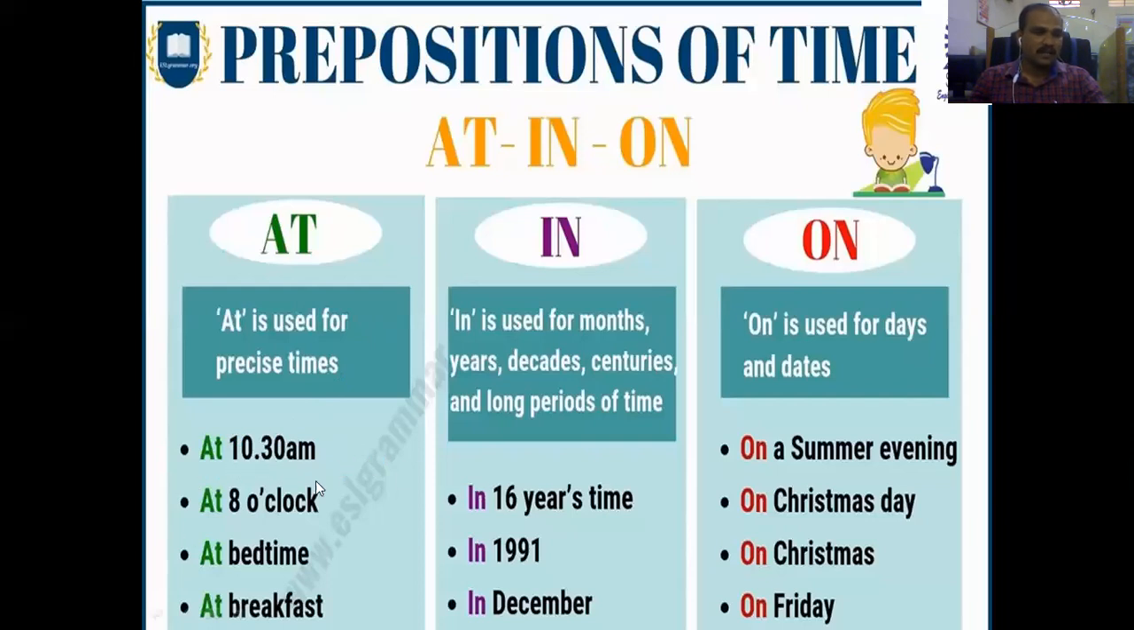Next point is there, at 10:30, at 8 o'clock, at bedtime, at breakfast. This would be used as at. In is used for months, years, decades, centuries, and long periods of time. So in 16 years time, in 1991, in December, in a summer evening, on Christmas Day, on Christmas, on Friday. So on is used for days and dates. Try to understand these types of prepositions.